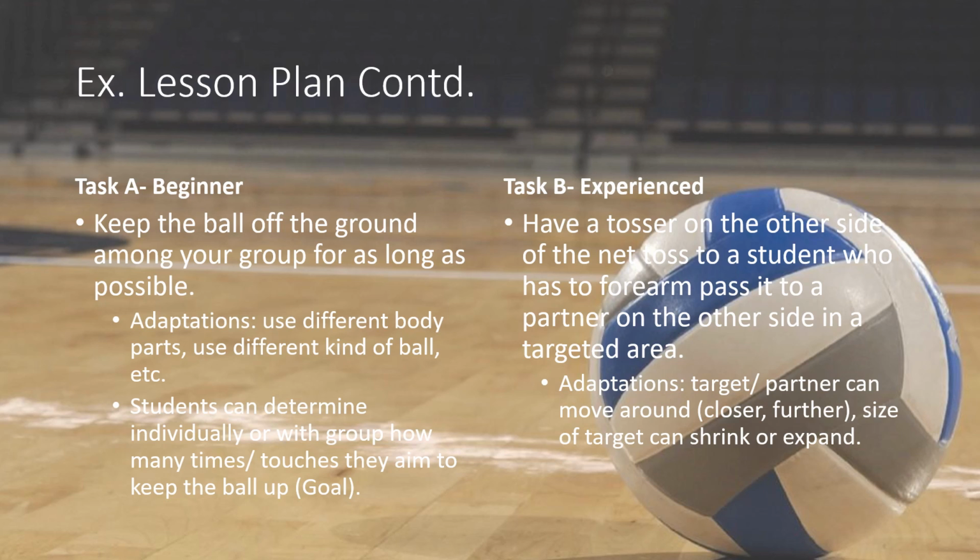The second task is for more experienced players, so involving a net. One tosser on one side tosses to a student who's trying to forearm pass the ball back to a player on the other side, and they can move around on the court, making it easier or harder for them, making the target or a student bigger, smaller, just to expand what they can do when performing this task.